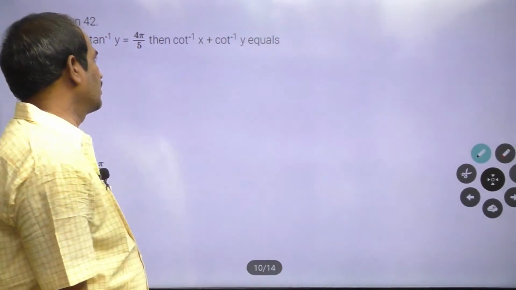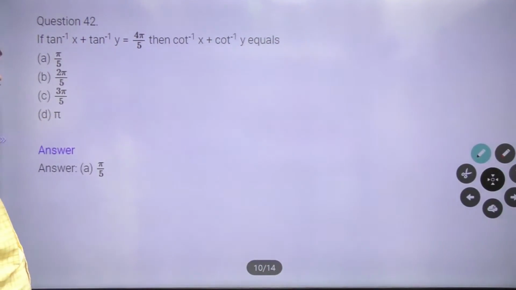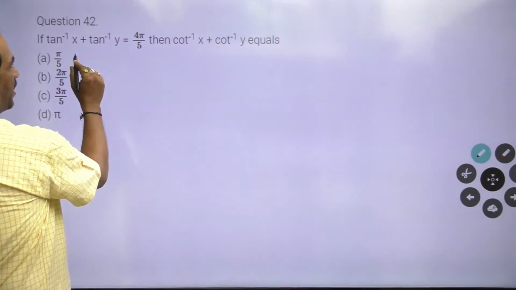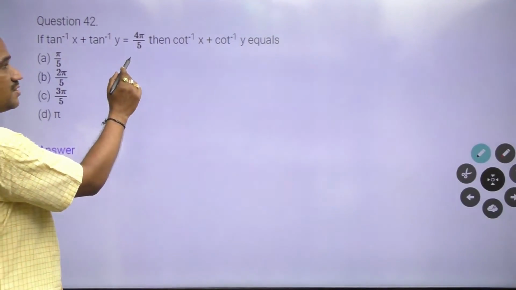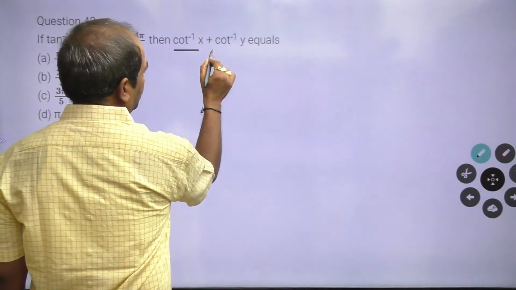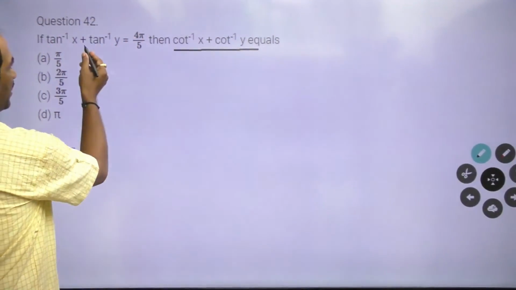In this next question, tan inverse x plus tan inverse of y is equal to 4 pi by 5. Then cot inverse x plus cot inverse y is equal to this value. Take this one here.